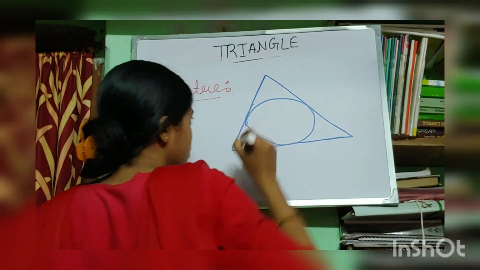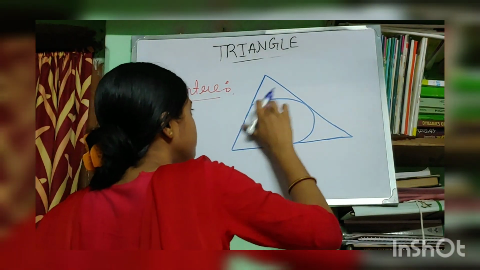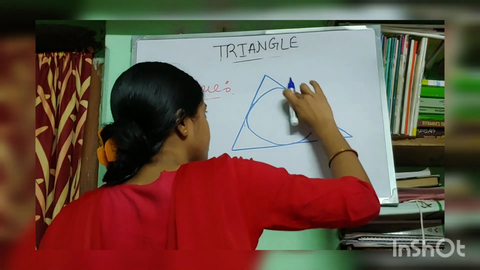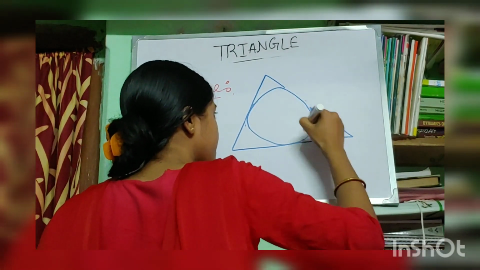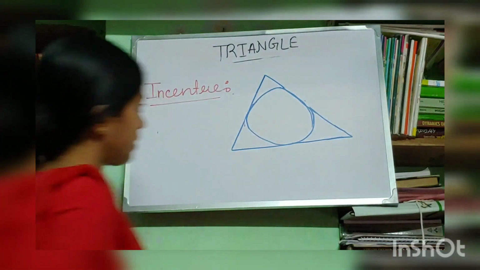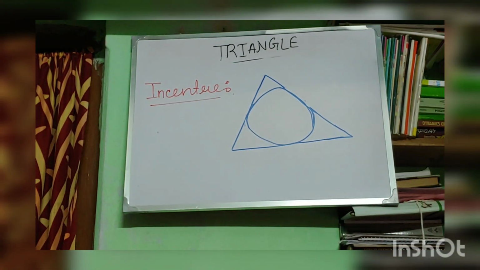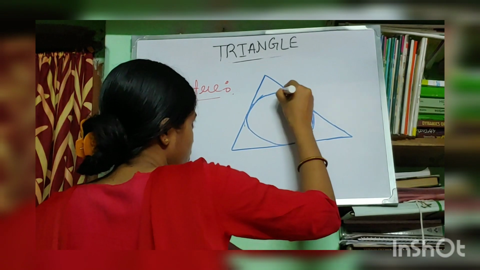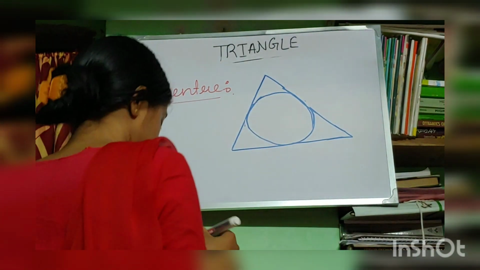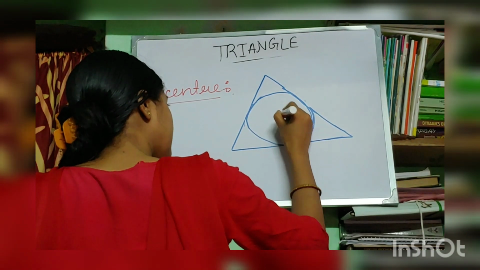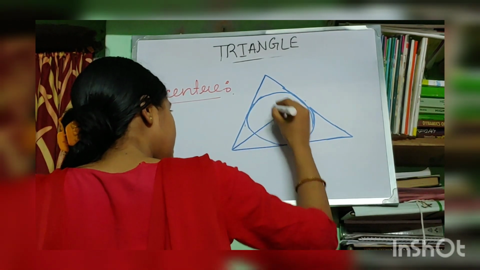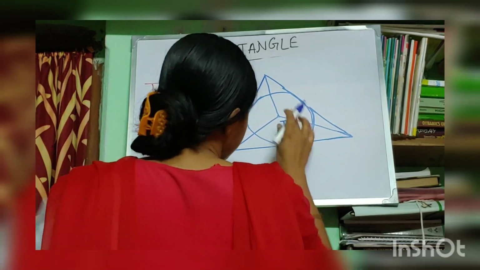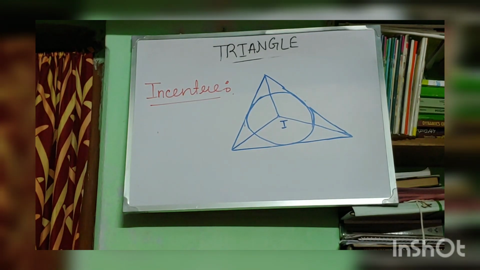Now my drawing is not good, as you know, still I am trying. I hope you got what I want to say: the incenter is the center of that circle which touches all the three sides of the triangle.